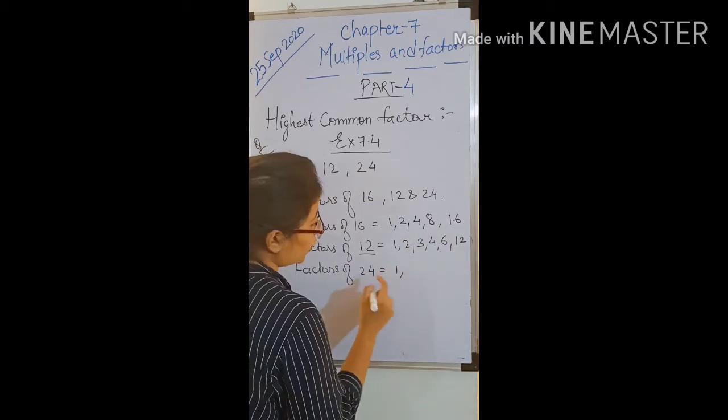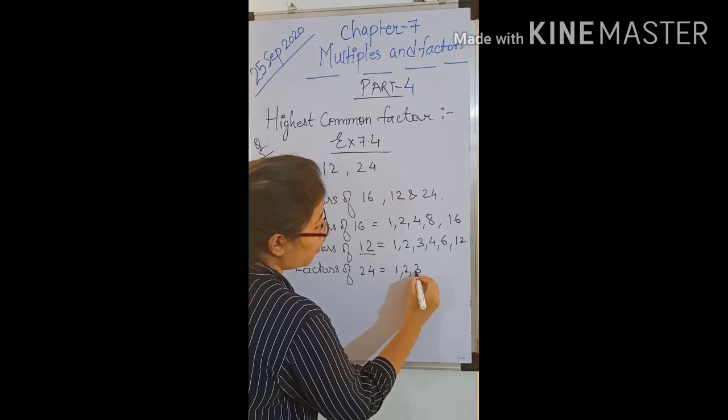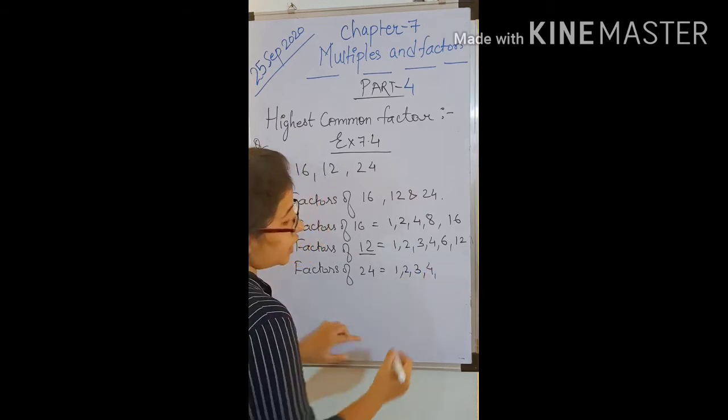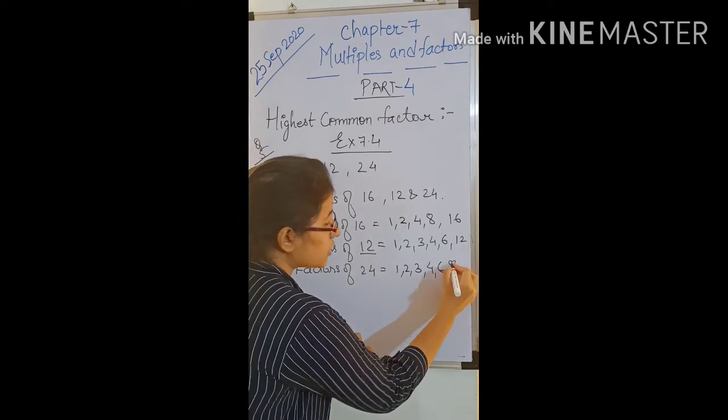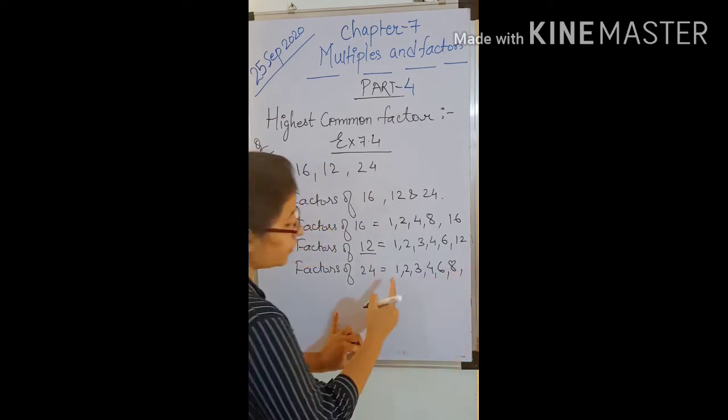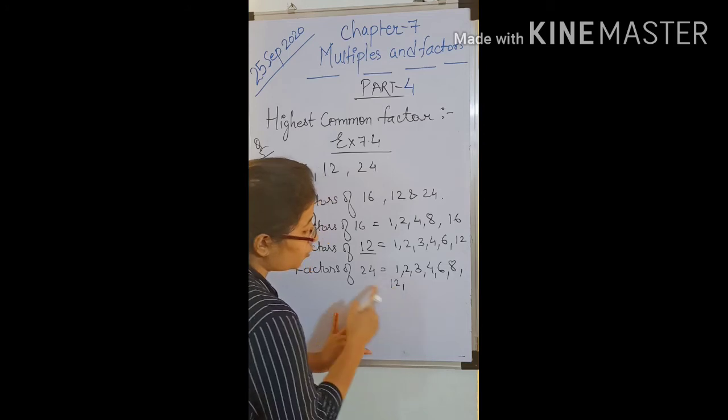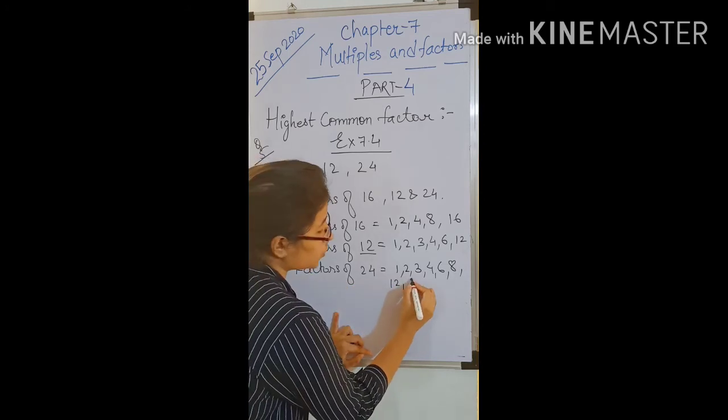So again for 24 it will be 1, 2, 3, 4, again 6, then 8, then we know very well 12 1s are 12, 12 2s are 24 and the last digit will be 24.